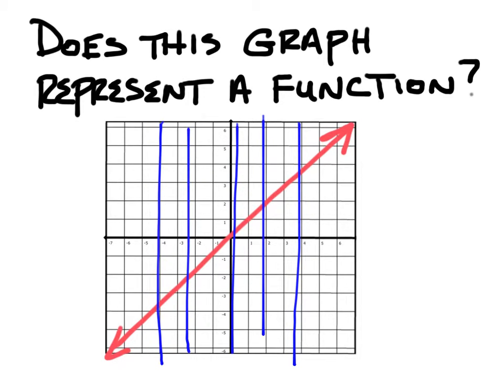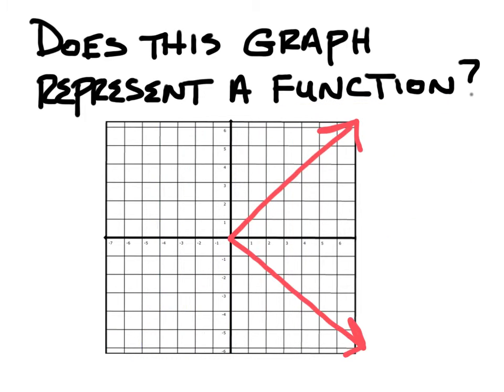Wherever I draw a vertical line, how many places is it going to cross? Just one, so the answer is yes. Crosses in one spot, no matter where you draw a vertical line, the answer is yes. That does represent a function. Here's a vertical line. Is this a function? No, it crosses in two spots.